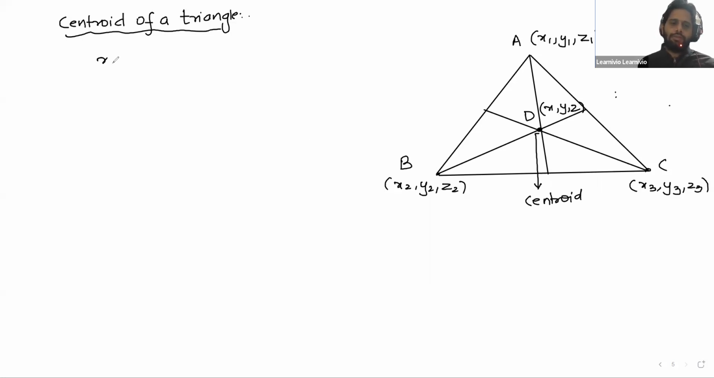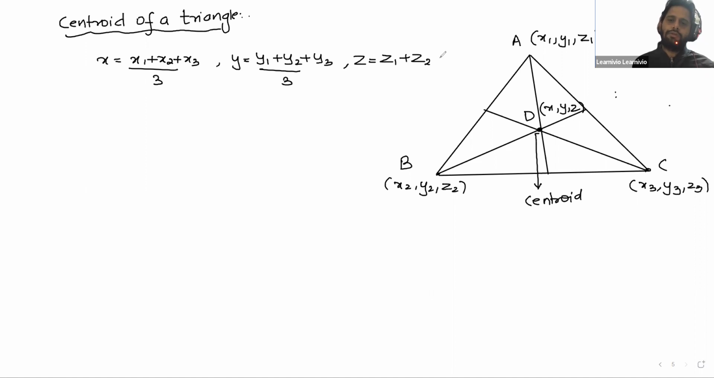Now the formula: if the three coordinates of a triangle are given and they ask you to find the centroid, then you will use this formula. X is equal to (x1 + x2 + x3)/3. Y is equal to (y1 + y2 + y3)/3. And Z is equal to (z1 + z2 + z3)/3. So you can find the x, y, and z coordinates by using these formulas. Please note down these formulas and we will try one question.